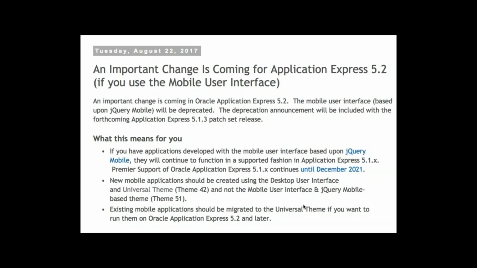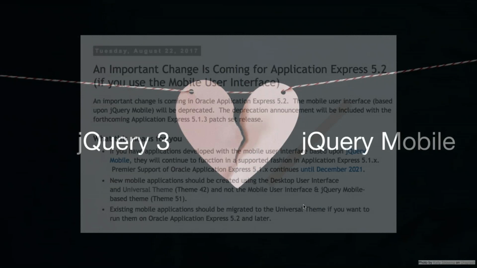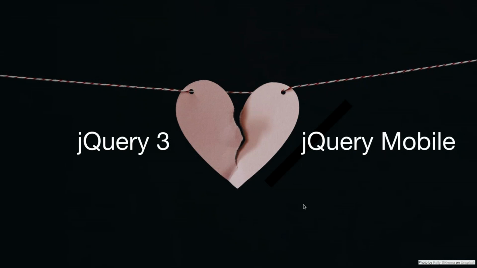If you use a jQuery Mobile UI, we are going to deprecate it. In 18.1, you can still use these applications, but we plan to de-support it. And the reason why is because jQuery 3, which we need to use because we want to use Oracle JET, which has a dependency on jQuery 3, and we want to use all the JET functionality like charts and other item types, it simply does not work well with jQuery Mobile.